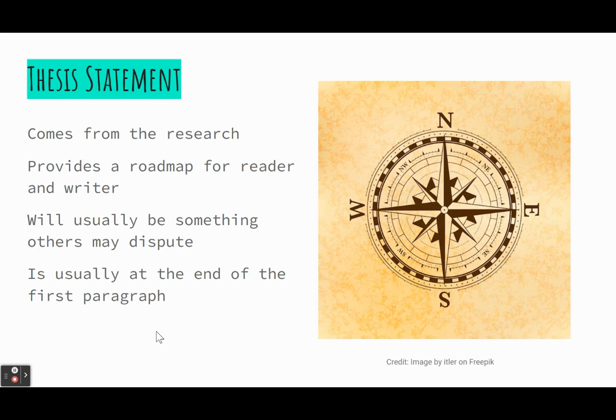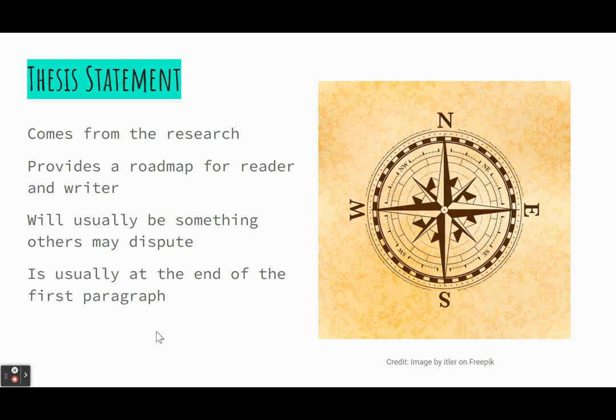Next, it provides a roadmap for the reader and it provides a roadmap for the writer. This is what I want to show. The writer can therefore just look at whether everything here gets me to what I want to show. The reader gets to know, this is where it's going, this is where I want to follow along, this is where I want to get to at the end.